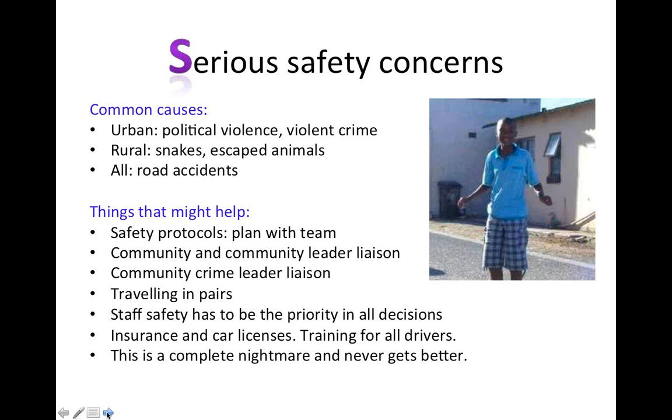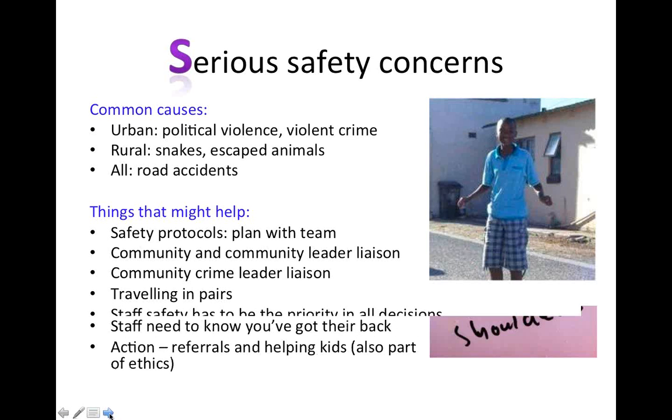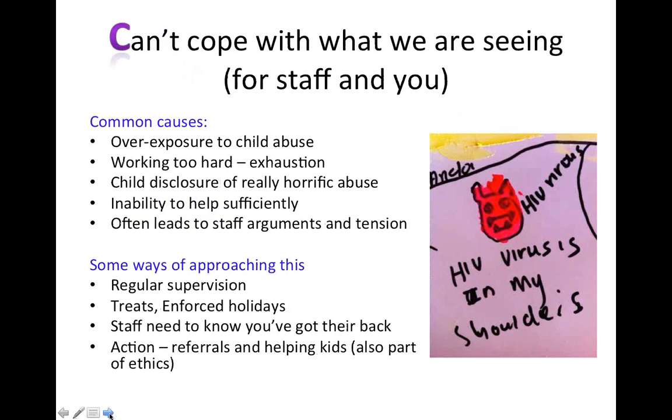The other thing that we often forget about is the risks in cars with any kind of field work, and something that we've really struggled with is staff having car crashes. And this is often linked actually to staff working too hard and being really stressed. So do try and get training and make sure you've got insurance for all drivers, and don't let anyone who can't drive properly drive.